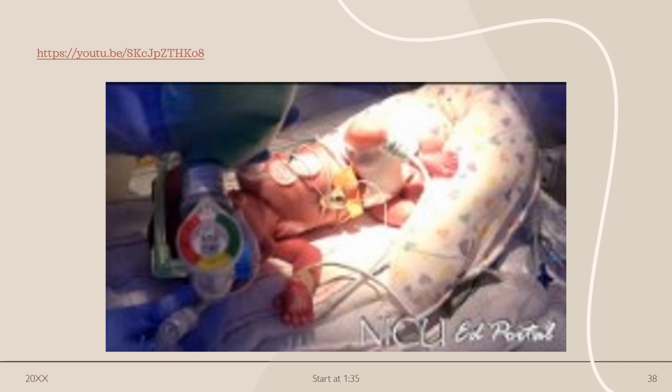Here they're bagging that baby, and that actually causes more volume trauma because the pressures are very variable. When you're giving PPV breaths with a T-piece resuscitator, the PIP and the PEEP are set, so the breaths that you are delivering are very consistent.